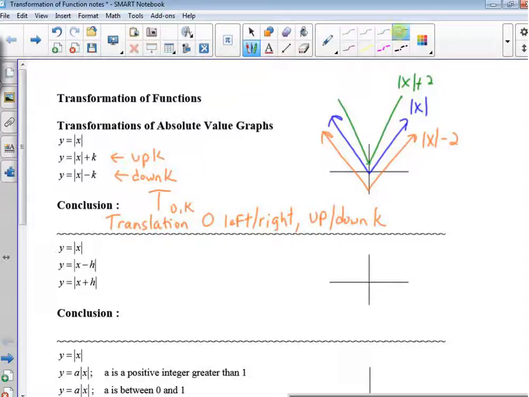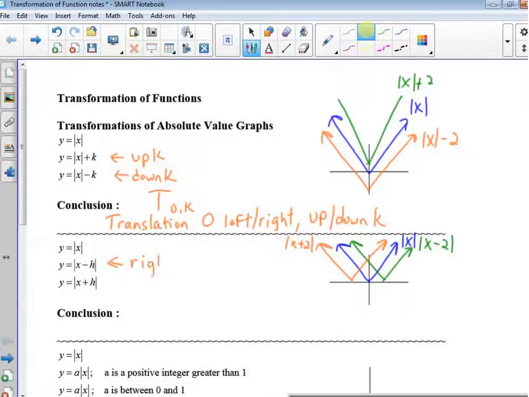The next one was y equals absolute value of x. And then it was absolute value of x minus h, which moved to the right. And I'm going to do absolute value of x minus 2. And then absolute value of x plus 2 would move to the left 2. So that's absolute value of x plus 2. So this moves to the right h, this one goes to the left h, this is again a translation.